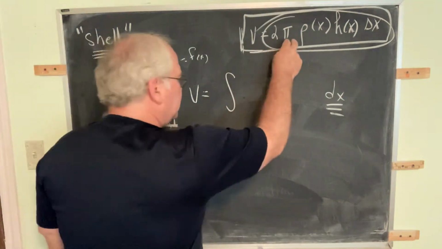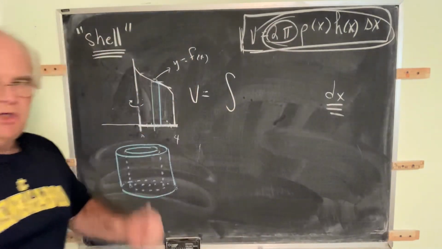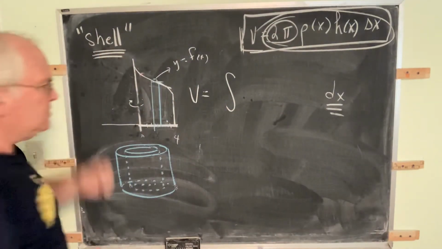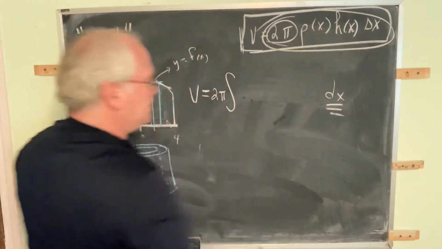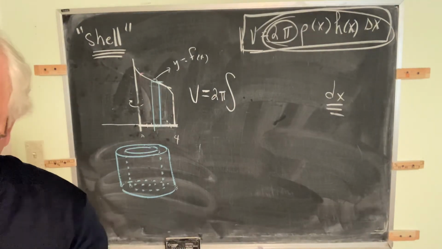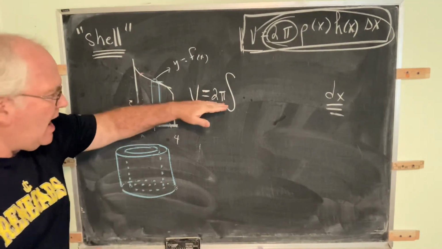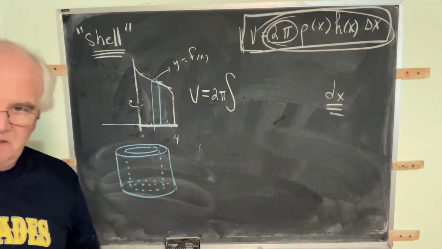Well, we use this to establish this. First off, the multiplier, using the shell method, the multiplier is 2 pi because of the algebra that led us to this expression. With the disk or the washer method, the multiplier is pi. With the shell method, it is 2 pi. That's a fundamental difference.